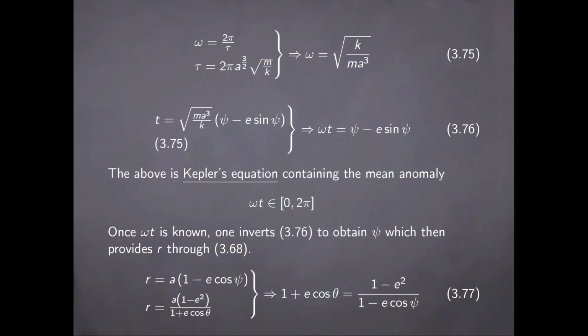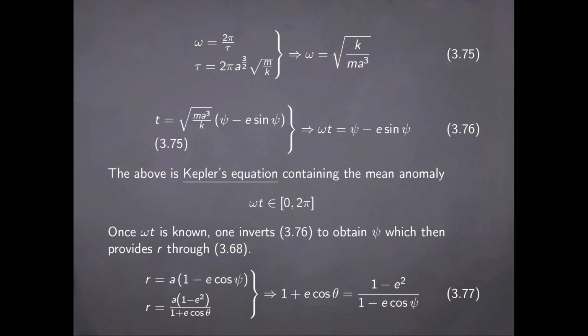Now the frequency of the motion is defined here, the frequency of periodic motion, and the period itself is given by Kepler's third law. So from these two, what follows immediately is that the frequency in the case of elliptical motion is given by the square root of this ratio involving the cube of the semi-major axis.